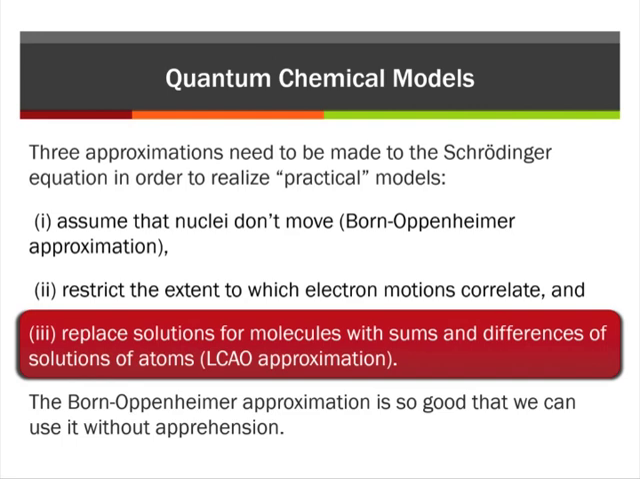The third one is that we have to say the solutions of the Schrödinger equation, or this approximation to the Schrödinger equation for molecules, is a sum and differences of solutions of atoms. This is called the LCAO approximation.